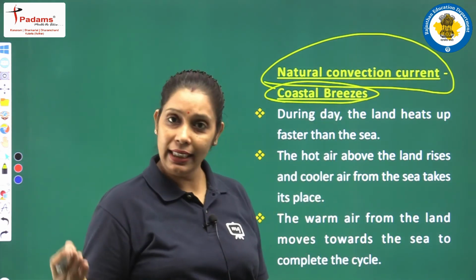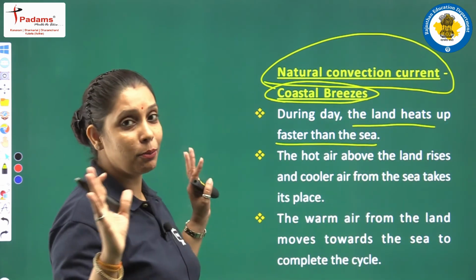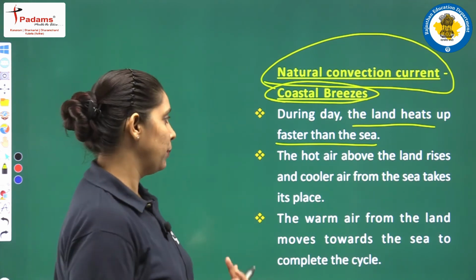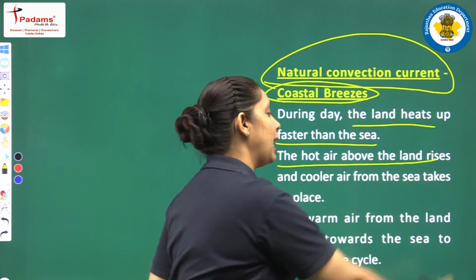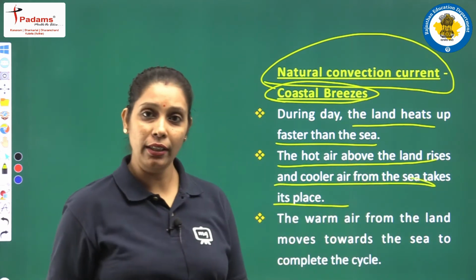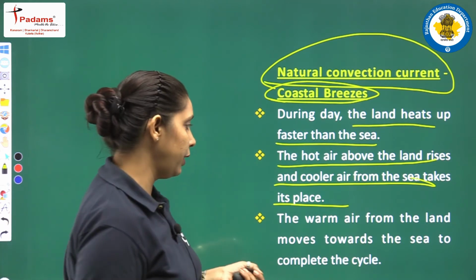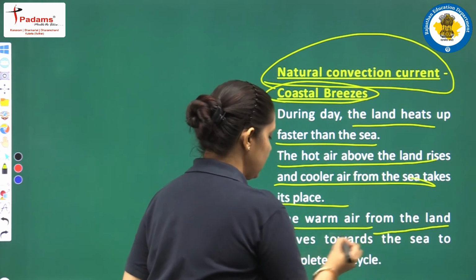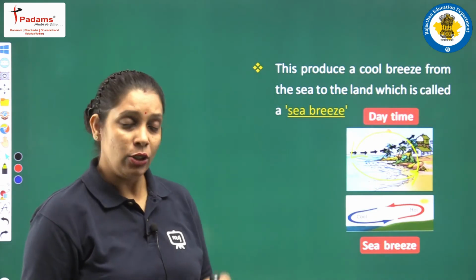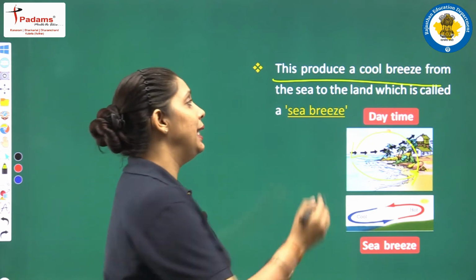During day the land heats up faster than the sea, and I told you why. Because the boiling point of water is 100 degrees and it will take time to heat the sea. Okay, the hot air above the land rises and cooler air from the sea takes its place. Fine. The air coming from the sea took the place of the air that was on the land. Fine. The warm air from the land moves towards the sea to complete the cycle. Fine students, so we can say that this produces a cool breeze from sea to land.